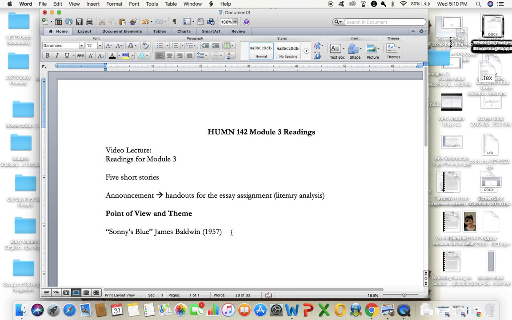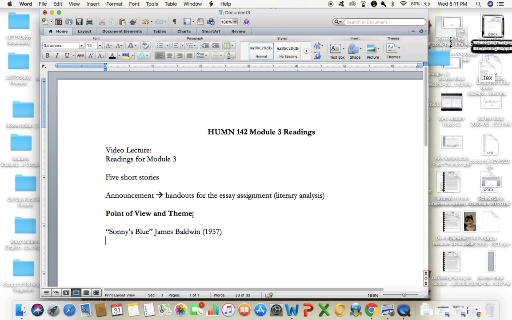I'm going to be talking more about theme than point of view, because, firstly, I'm just more interested in theme than I am in point of view. So if I don't talk about point of view enough and you're writing on point of view and you want more information, just let me know.